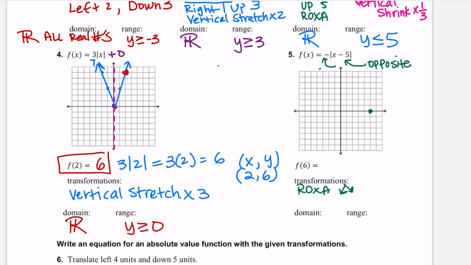Let's go ahead and draw our axis of symmetry right on top of that vertex. So everything is going to reflect over this line. We start with our slope. There's not a number in the front, so it's a negative. Let's make sure we put right 5 on our transformations.